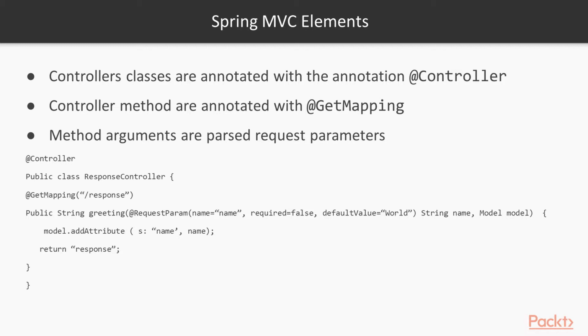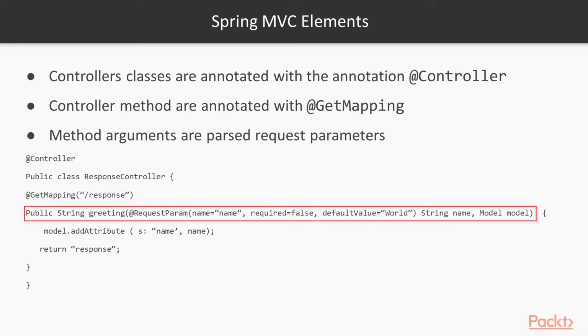As we will see in the example, the greeting method is annotated with the GetMapping, and the argument of GetMapping is a string that says /response. So anything inside this Spring application that has the URL of the host, port, and so on, slash response, will be handled by this controller. And if there are parameters in the request, like the request parameter name, which is optional, required false, the default value is World, then it will be automatically put by the framework into the variable name.